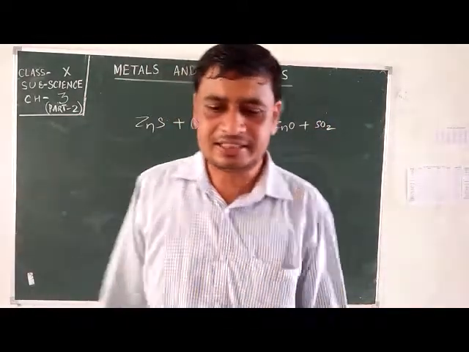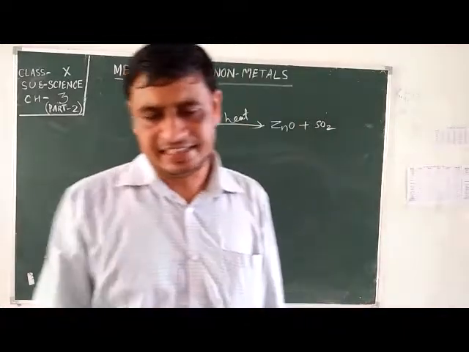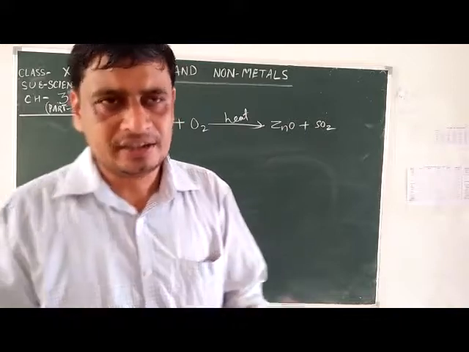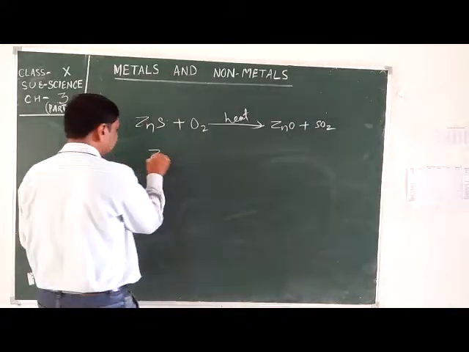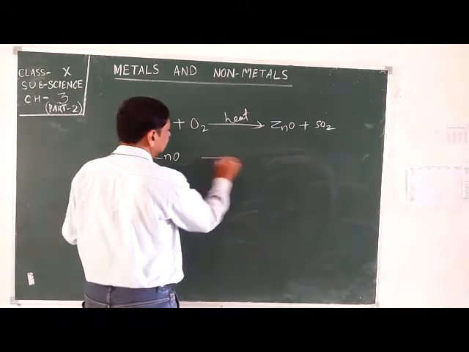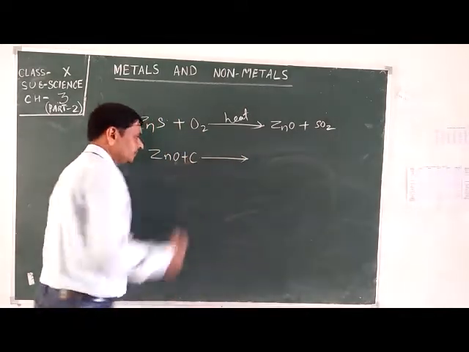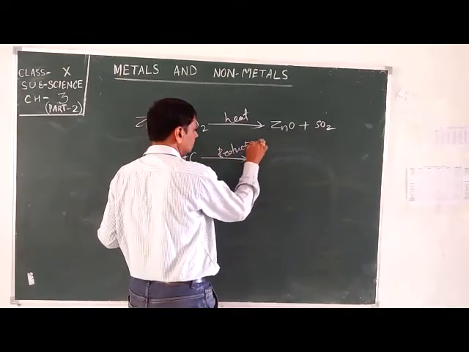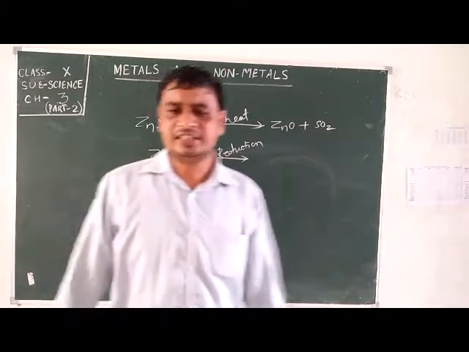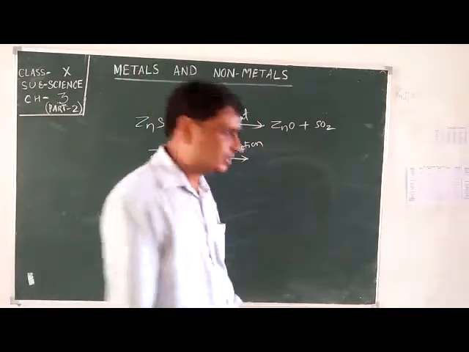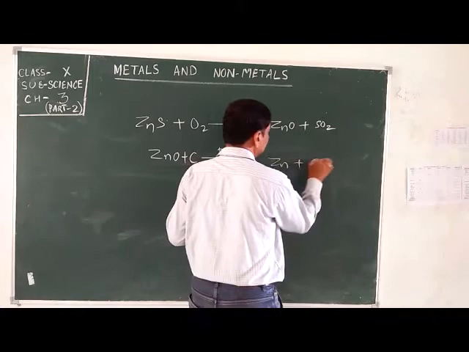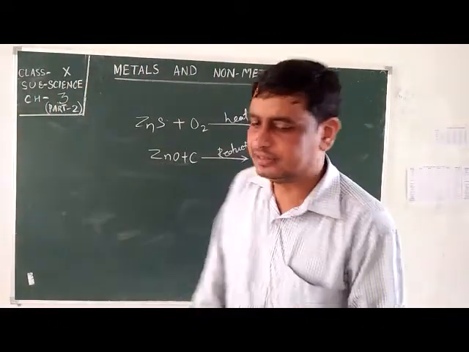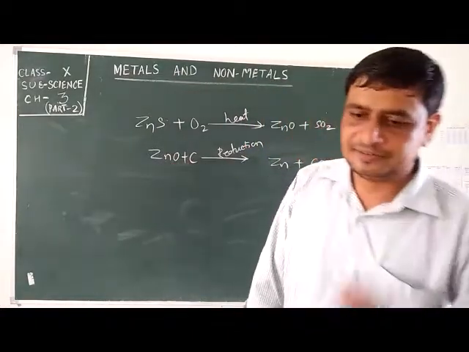This zinc oxide is reduced by using pure carbon, that is reduction. Then we get zinc and carbon monoxide. We get the zinc separated from the oxygen.